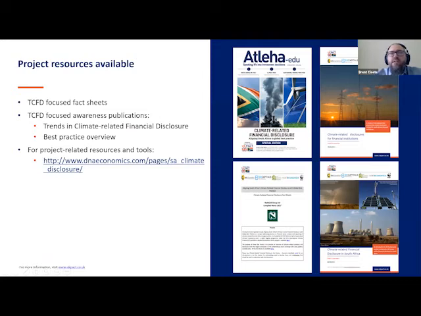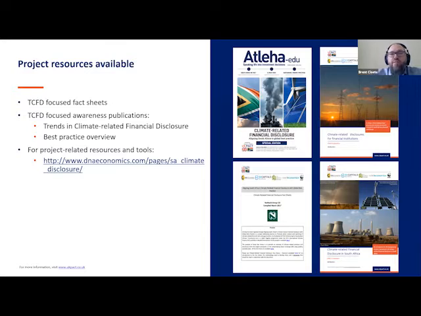As I mentioned, there's already a number of publications on the website. There was one looking at climate-related financial disclosure for financial institutions, written by our colleagues at Vivid, providing detailed guidance as to how to start the disclosure journey for financial institutions. Then we also did some research looking at the disclosure landscape in South Africa at the moment, and some of those insights will be shared with you today.